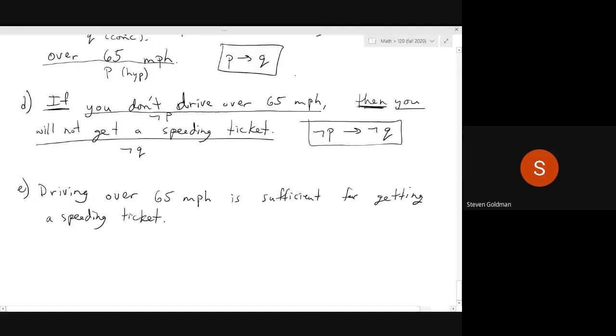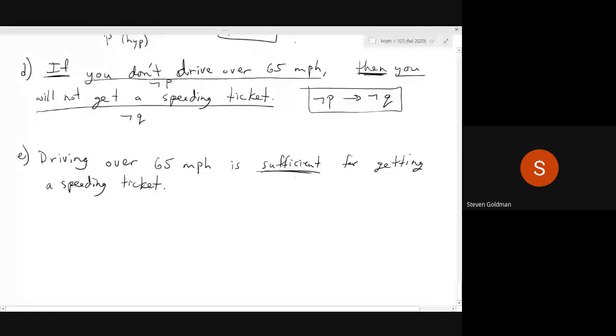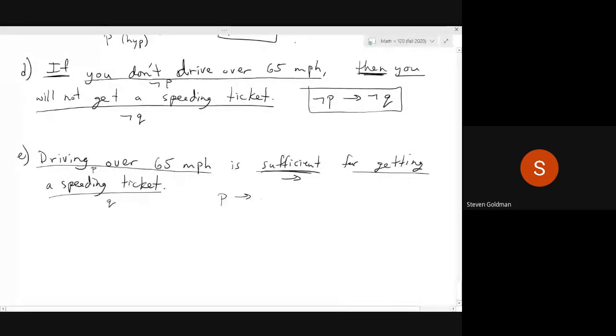Okay. All right, so when I have the word sufficient alone, or if I have the word necessary alone, then it's a conditional statement, okay? So remember from our alternative ways of saying conditional statements, right? If P then Q is the same thing as saying P is sufficient for Q, right? So here is P, that's going to be our hypothesis, and getting a speeding ticket is Q, that's our conclusion. So this is the same thing as saying if P then Q.